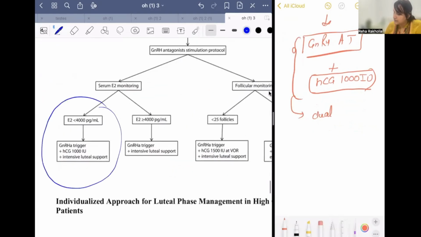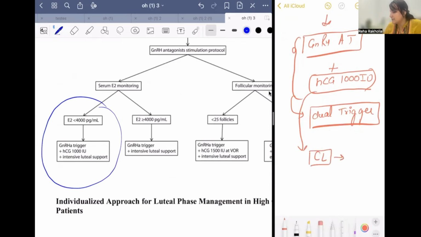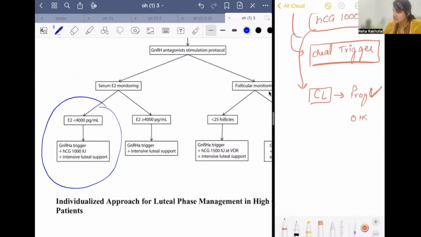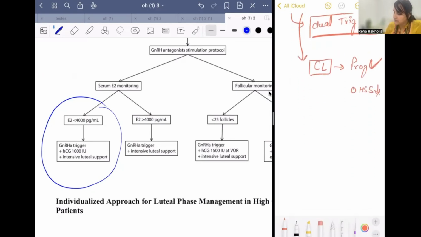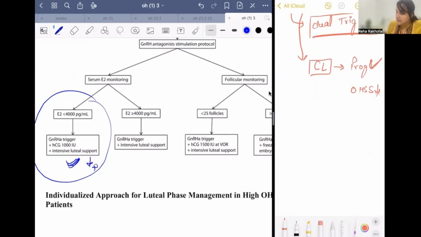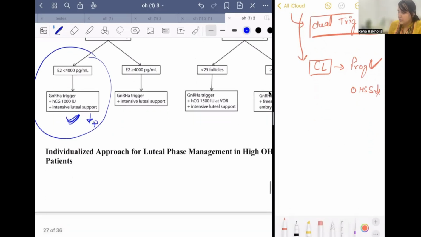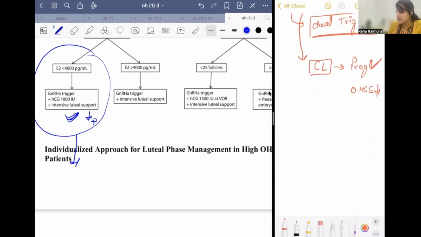We can see here, this HCG dose helps rescue the corpus luteum, ensuring adequate progesterone production while keeping OHSS risk low. Progesterone is good, optimal. And what else will we use with this? We'll use intensive luteal phase support with progesterone and estradiol supplementation. This approach is particularly useful for those who have experienced poor luteal support in a previous cycle.